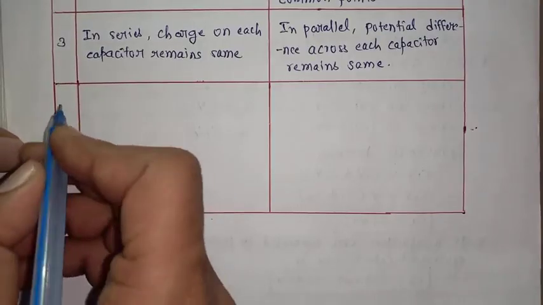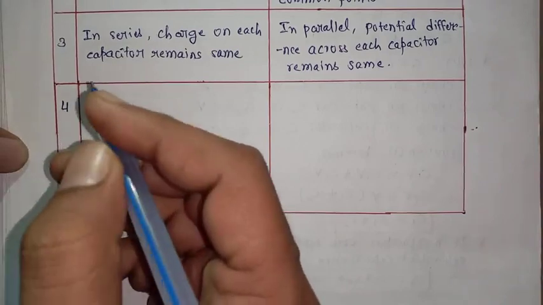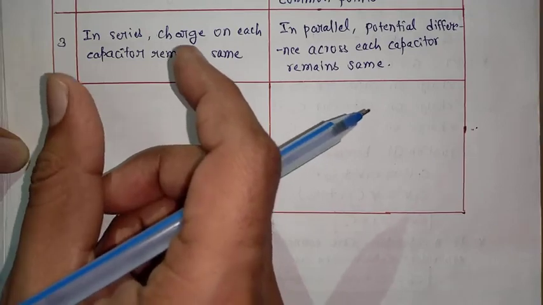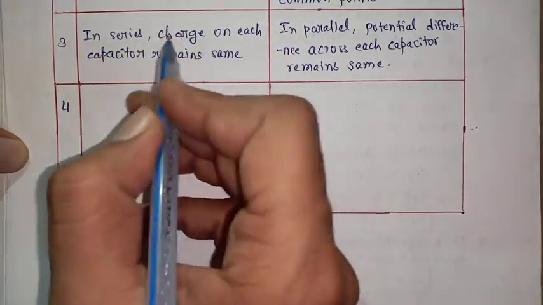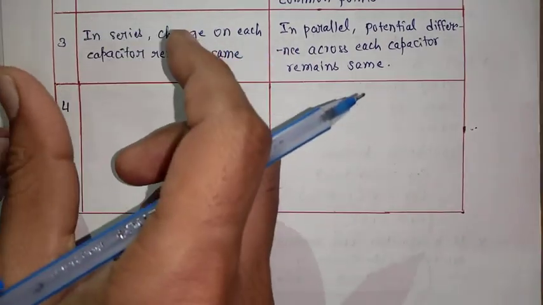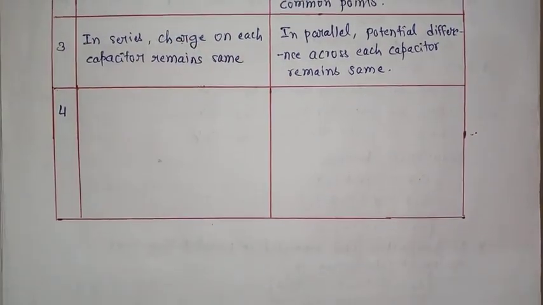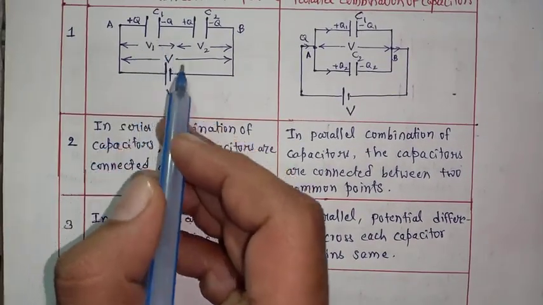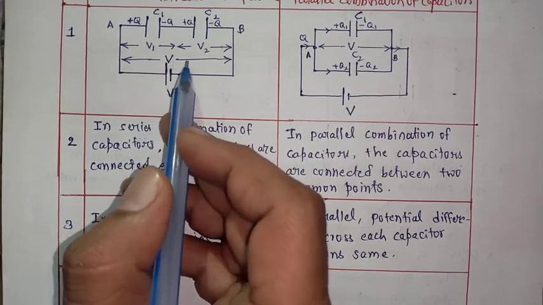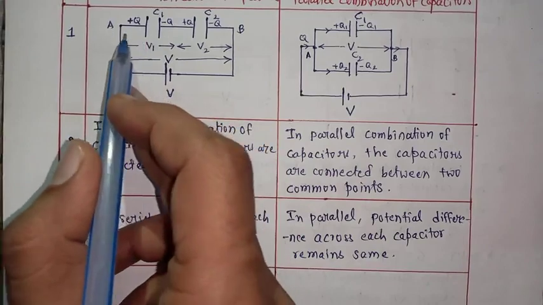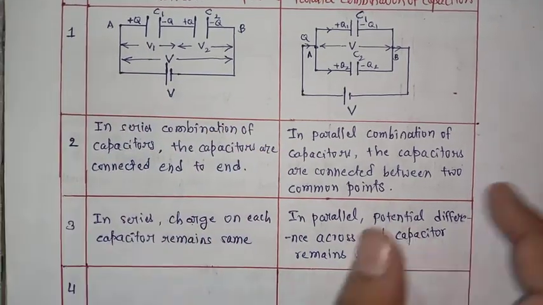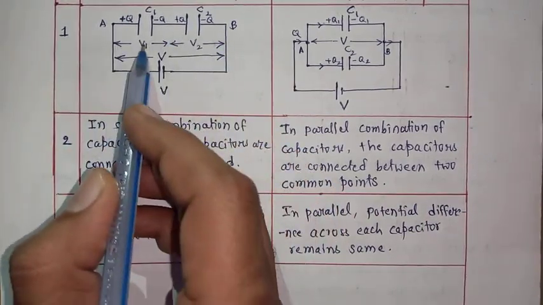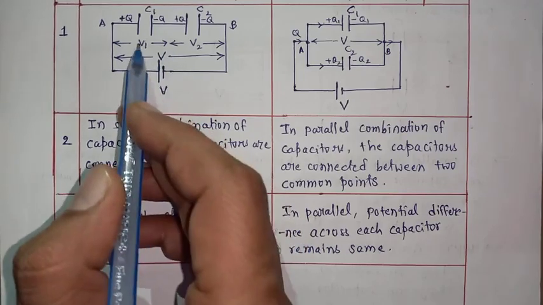Coming to the next difference, which quantity divides in series combination? We saw that charge on each capacitor remains the same here, and the potential across the capacitors, we already saw in the diagram, divides. The total is V, and it is divided into two parts, that is V1 and V2, such that V is equal to V1 plus V2.